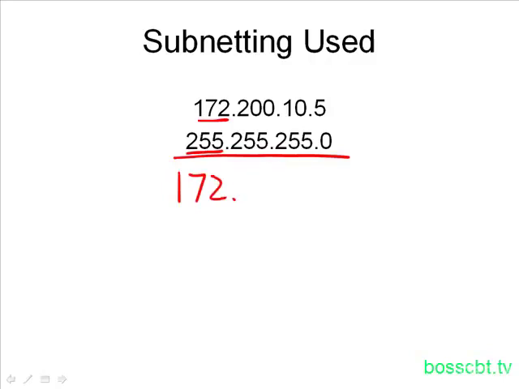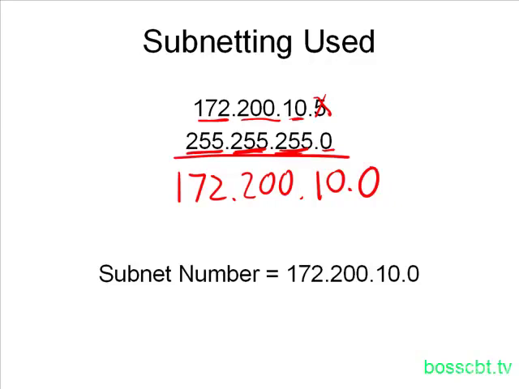And we move on. So obviously, again, here we've got the same thing, so we're going to copy 200, and we're done. The third octet, 255, so yes, we want to copy the IP address value for that octet, and we're done. And then at the end here, it's a 0, and just like the last example, if it equals 0, we ignore what we see in the IP address, and we just write a 0. And so this is our subnet number, 172.200.10.0.